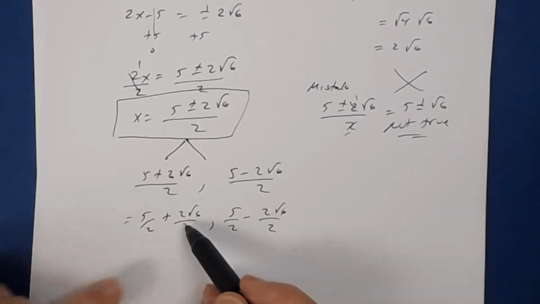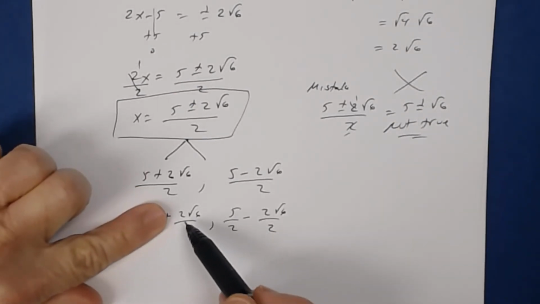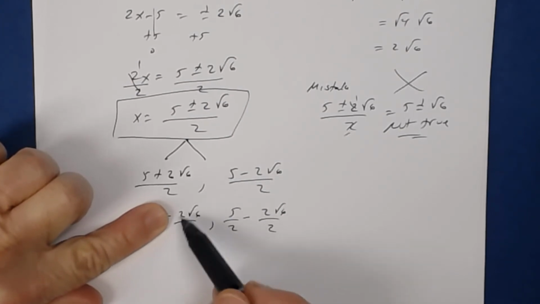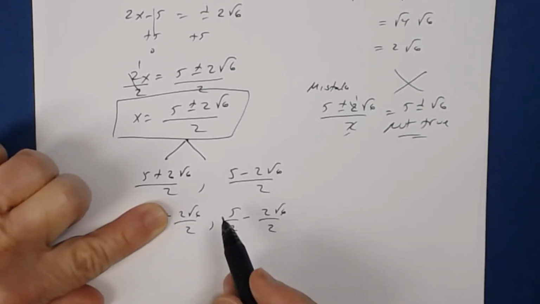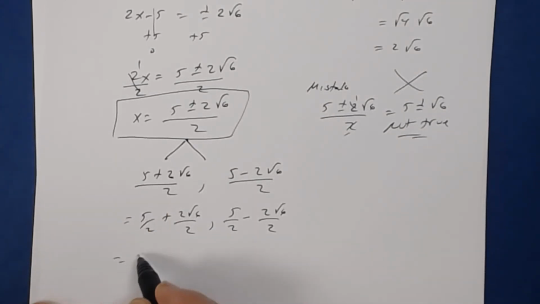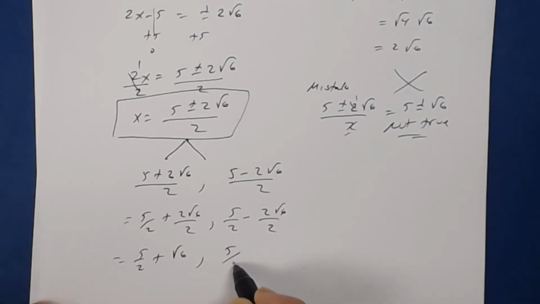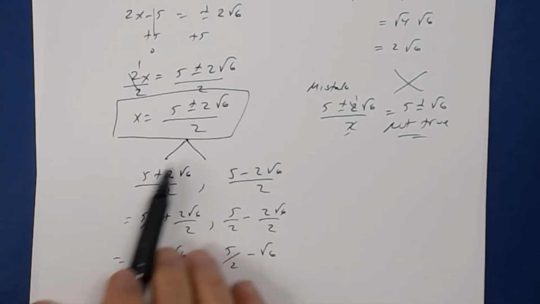2. Now, at that point, I can reduce the 2's here, because if I cover this up and I just look at that term, those two terms, the numerator and the denominator, have a common factor of 2. So yes, I can do that here. So that would be 5 halves plus the square root of 6, comma, 5 halves minus the square root of 6. All right. So either one of those is fine.